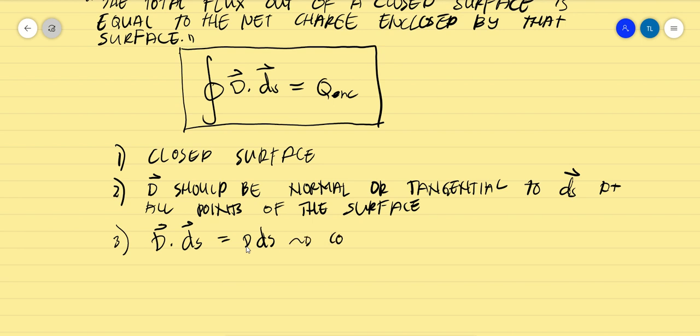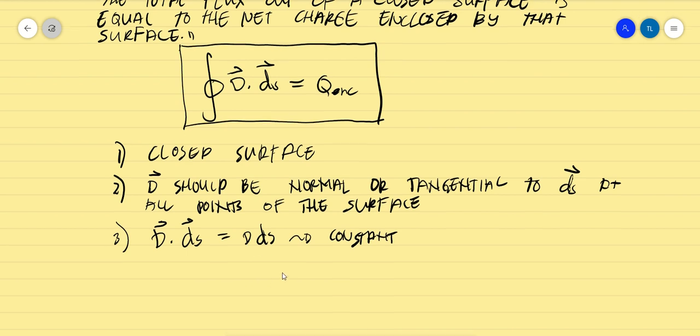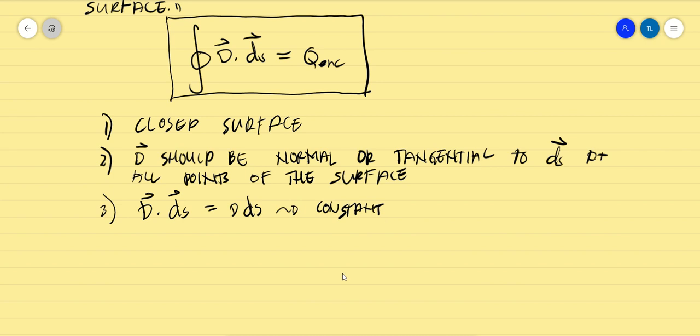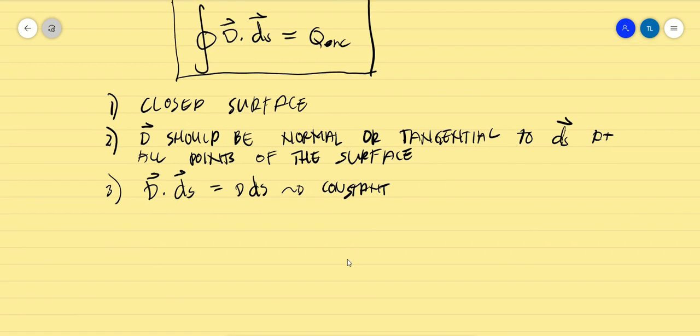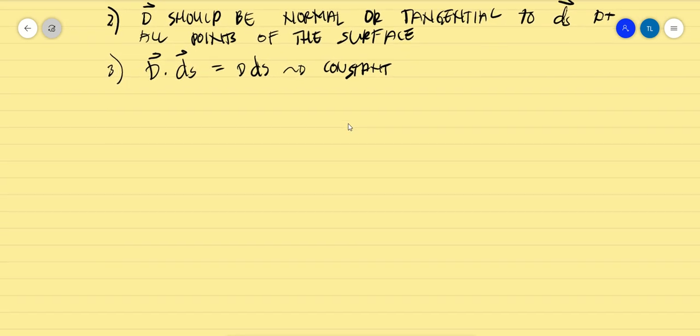And the third condition here, D should be constant for us to apply Gauss's law. Otherwise, it's hard to apply Gauss's law. So these are the three conditions we need to fulfill before we apply Gauss's law. So let's take an example here.